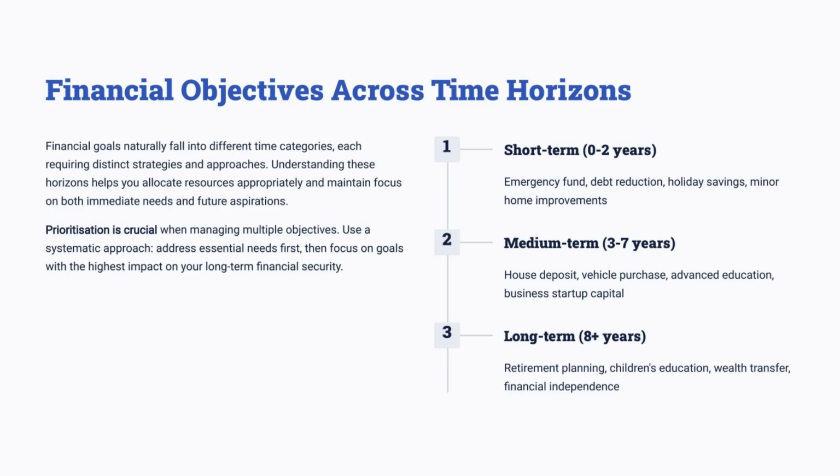Financial objectives span short, medium, and long-term horizons. Short-term goals focus on building an emergency fund and reducing debt. Medium-term goals include saving for a house deposit or vehicle purchase. Long-term goals prioritize retirement planning and wealth transfer. Prioritizing these objectives ensures a balanced approach to financial security and future aspirations.